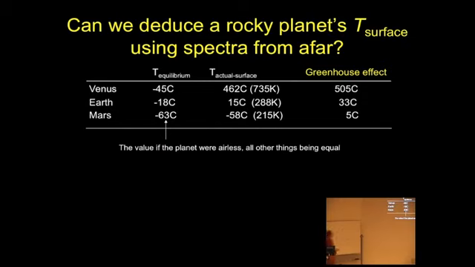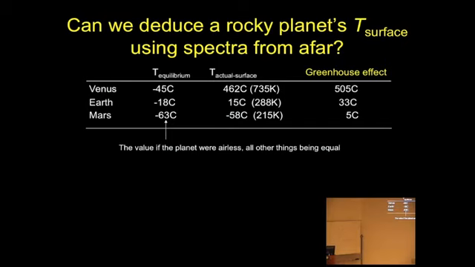This, of course, raises the question of can we deduce a rocky planet's surface temperature using a spectrum from afar, which is a very important question for studying rocky exoplanets, because it's the surface temperature, remember, which tells us whether liquid water might be stable, and therefore whether that planet might not just be habitable in reality, but might be inhabited, if we think the Earth is typical where you find liquid water.